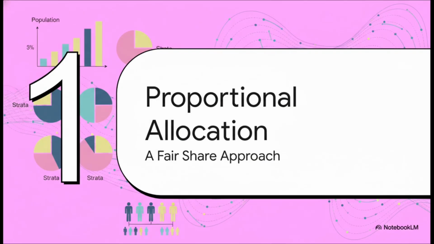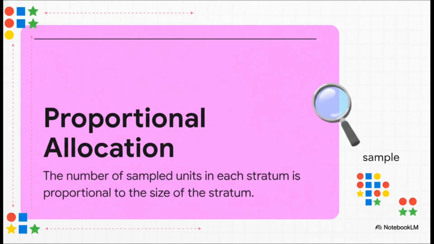All right, first up, proportional allocation. The best way to think about this is that you're trying to create a sample that's a perfect miniature version of your population. It's often called the fair share approach, and you'll see why in a second. It's a fantastic starting point. The whole idea here is just, well, it's common sense.